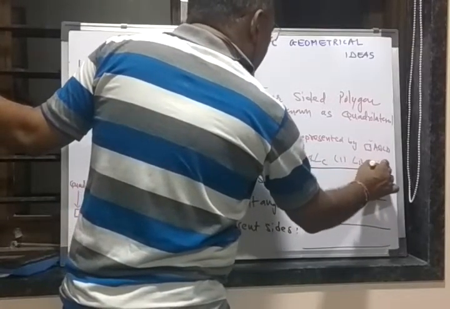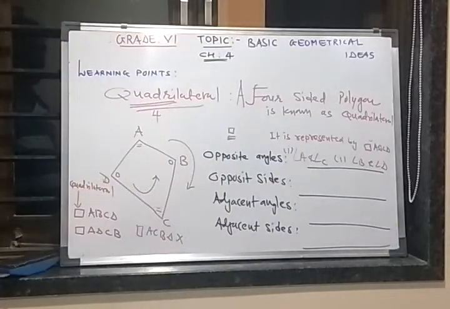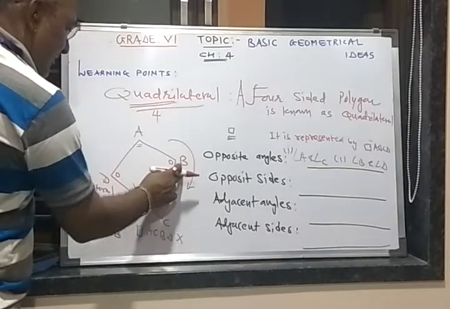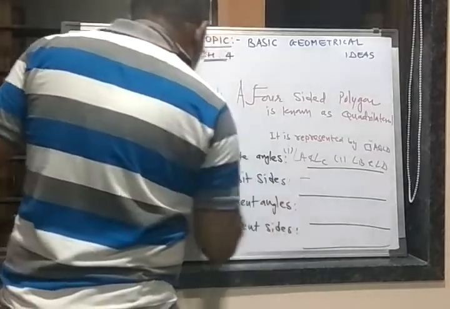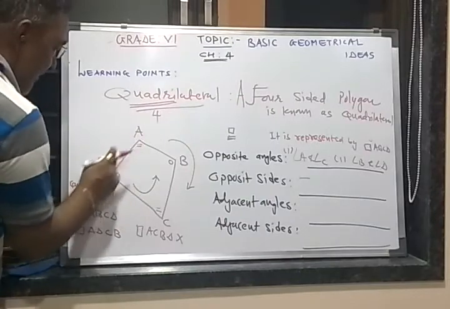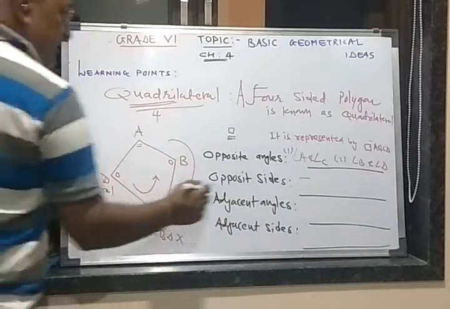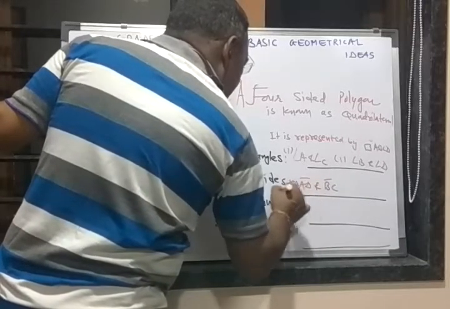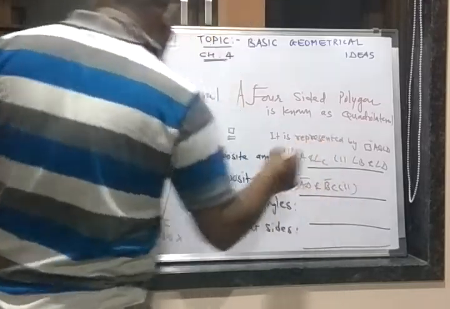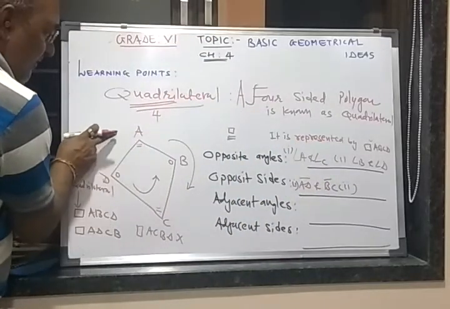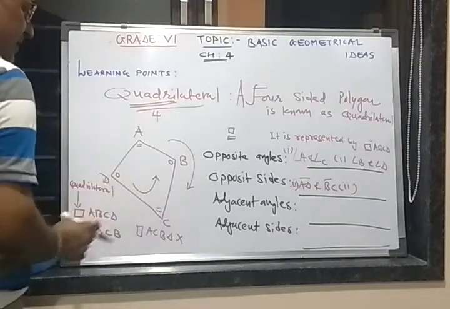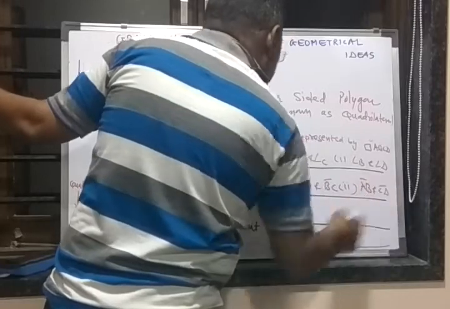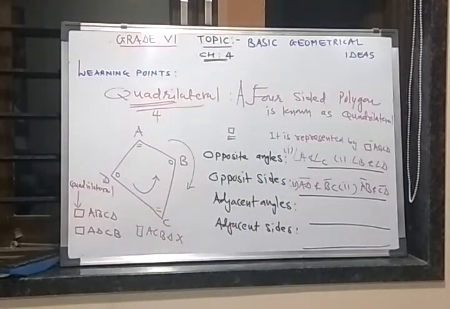Angle B and angle D. These are opposite angles. These are opposite sides. Line segment AD is opposite to line segment BC. Sorry, I am very sorry. Line segment AD and line segment BC are opposite sides. Another pair is line segment AB and line segment CD.